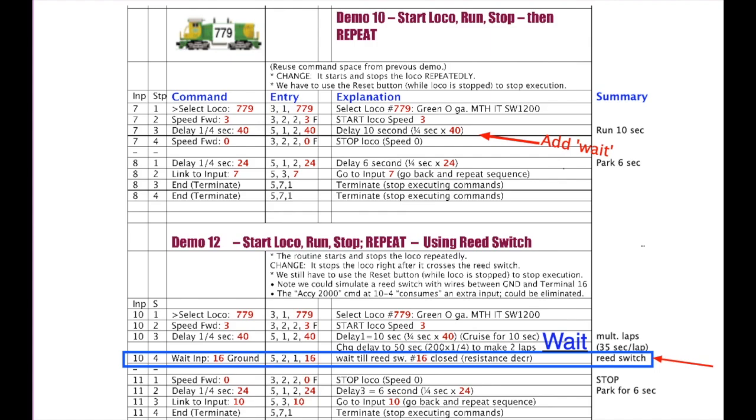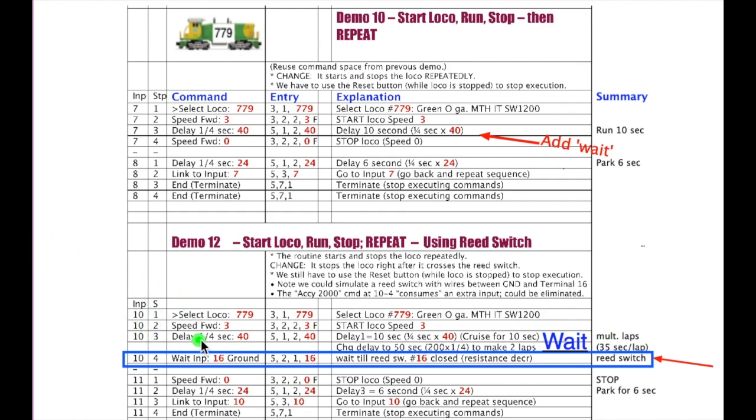One more command we should mention here is the wait command. What we're looking at here, this top part, is the routine we just demonstrated a minute ago. Start the loco up, run it for a period of time, stop it and wait, and then repeat. If we take the same routine and copy it down here, but add this thing called a wait command, this allows us to stop the loco in the same place every time.